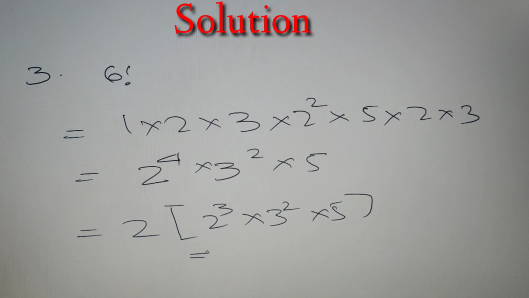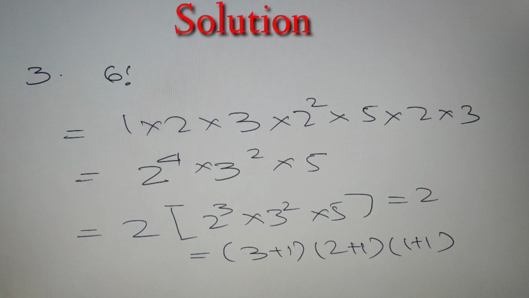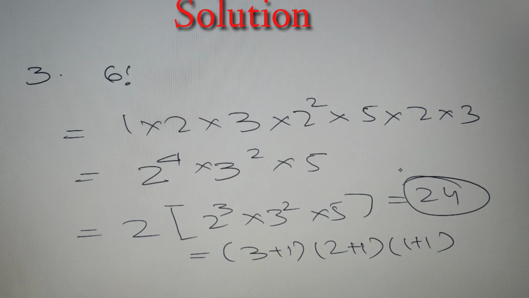So the number of factors which are even for the number 6 factorial is equal to 3 plus 1 into 2 plus 1 into 1 plus 1. Now this is equal to 4 into 3 into 2, which is equal to 24. So the number of even factors for the number 6 factorial is equal to 24.